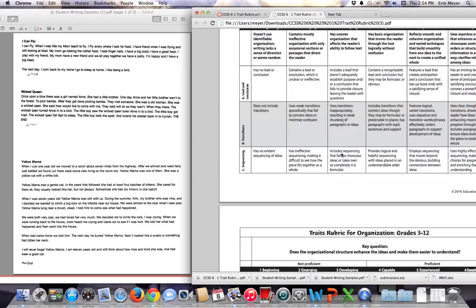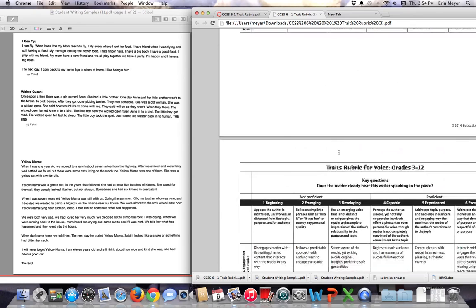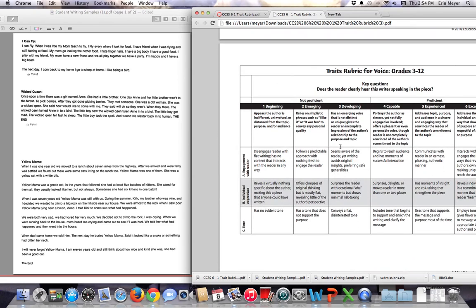Now I'm going to go ahead and move on to my next trait for voice. Does the reader clearly hear the writer speaking in this piece? Again, I'm going to start at a 3. And I'm going to go ahead and read all the way through a 3rd time and then score it.